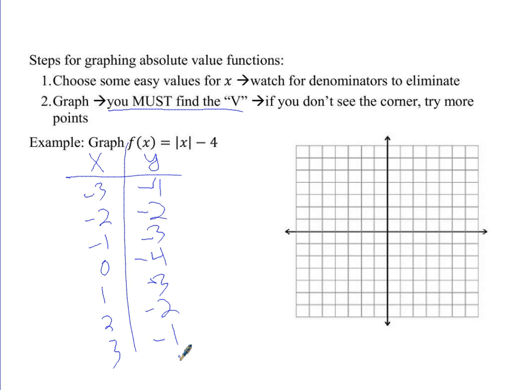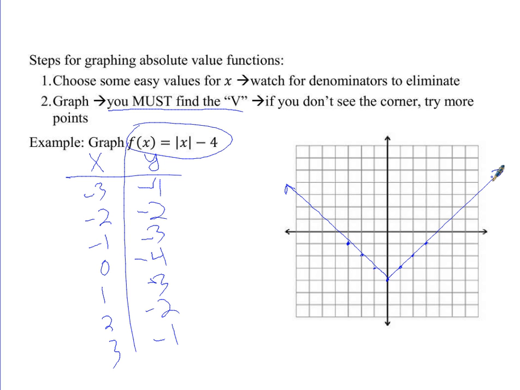So let's plot those points and see what happens. We have -3, -1, which is right there. We have -2, -2 right there. -1, -3 is right there. 0, -4 is right there. 1, -3 is right there. 2, -2 is right there. 3, -1 is right there. What did I get? A V. That shouldn't be surprising at all because this is an absolute value function, and all absolute value functions have graphs that look like V's. So we draw that V in there. Hopefully a little bit better than I'm able to do on my board today. That's the graph.